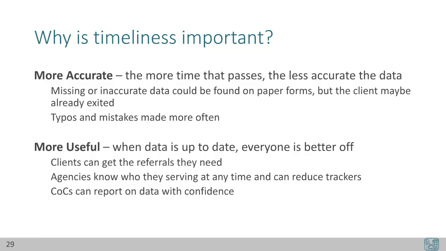Timely data is also more useful. When data is up to date, everyone is better off. Clients can get the referrals or services they need. Opportunities can come up at any time, and having an up-to-date database that shows client needs can help connect folks quickly. Agencies know who they serve at any time and can reduce trackers. With confidence that HMIS is accurate, other redundant systems can be removed.